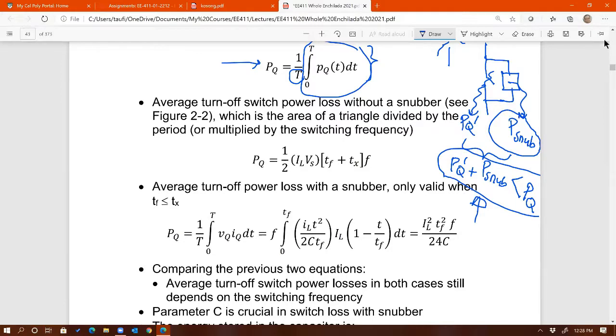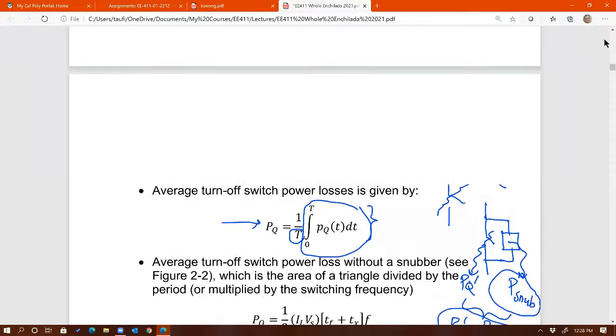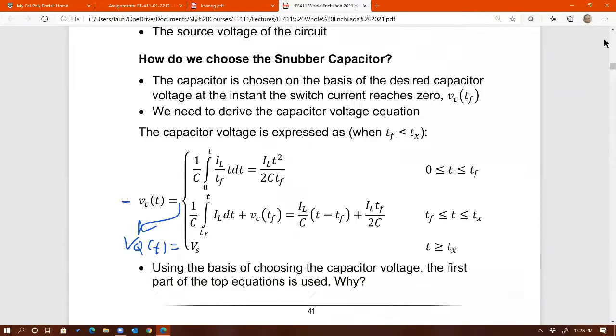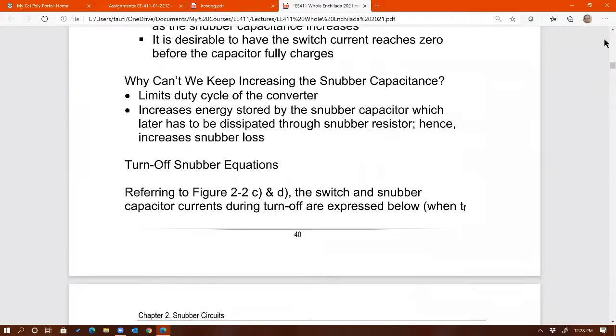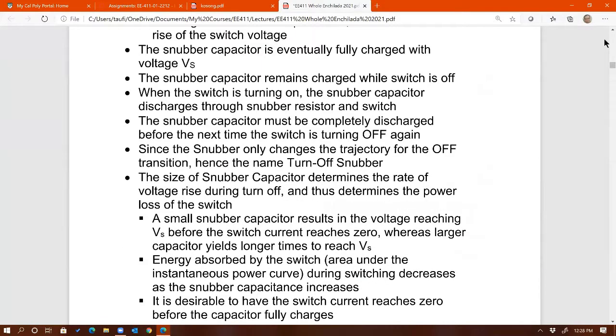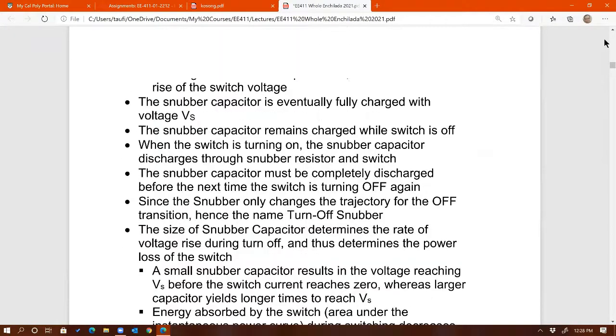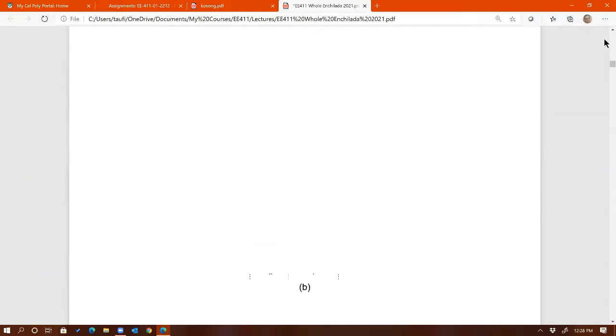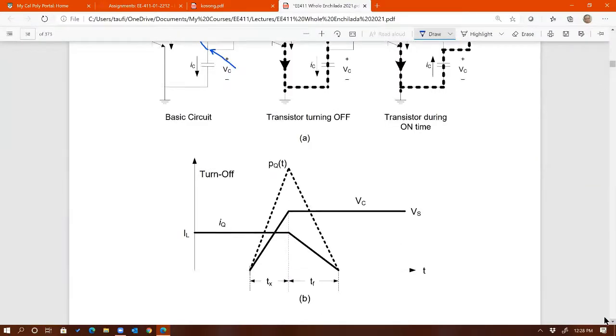So let's look at the case where we don't have any snubber yet. PQ of t is what we're looking for, the instantaneous power waveform, which is right here. So this is before snubber.